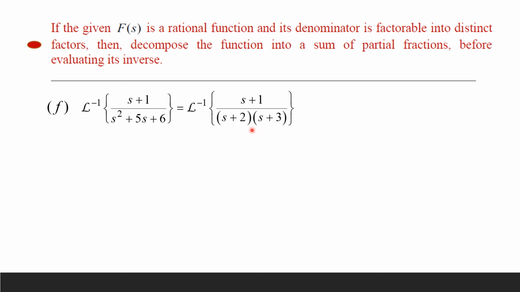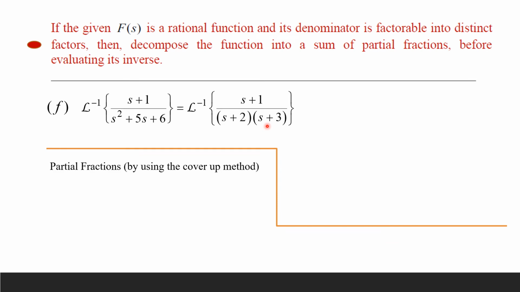Notice that the denominator contains a product of two linear factors. Both are of degree 1. So in order for us to evaluate the inverse of this function, it is important that we apply partial fractions first. Let me illustrate how to apply the partial fraction. s plus 1 divided by s plus 2 multiplied by s plus 3. We are going to decompose this into a sum of two partial fractions because there are two linear factors in the denominator. So this is equal to A over s plus 2 plus B over s plus 3.